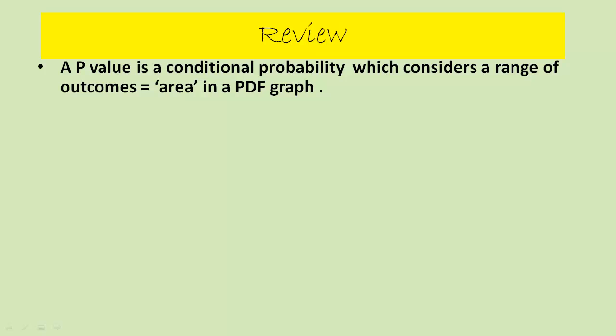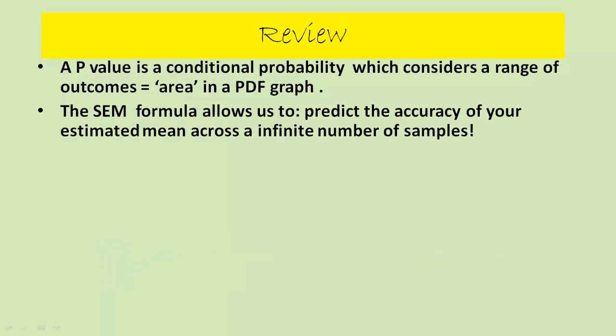But first, a 10-second review of where we're up to with the p-values. So far we have looked at the probability aspects of the p-value. That is, a p-value is a conditional probability which considers a range of outcomes for the particular statistic we calculated. It is equivalent to a specific area in the probability density function. We also looked at the variability of the mean across samples and discovered that the standard error of the mean is simply the standard deviation at the across sample level, and in fact allowed us to predict the accuracy of our mean estimate from a single sample to an infinite number of samples.